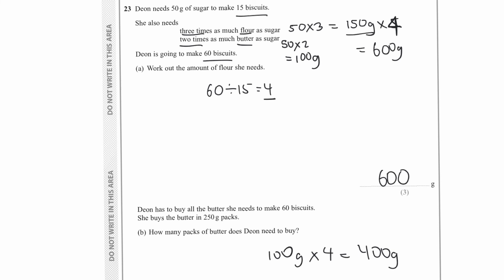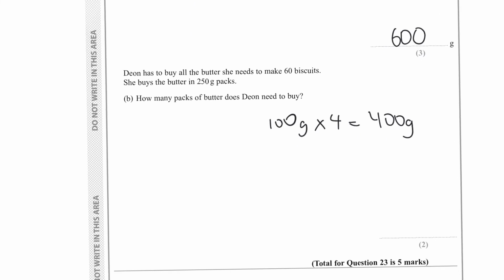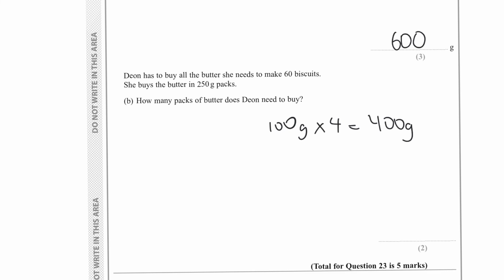Because she buys them in packs of 250 grams, we know that 1 pack is not enough. If she gets 2 packs, so times 2, that's 500 grams of butter in total. And even though it's more than what she needs, it means that she'll have enough. So therefore, we know that she would need 2 packs of butter.